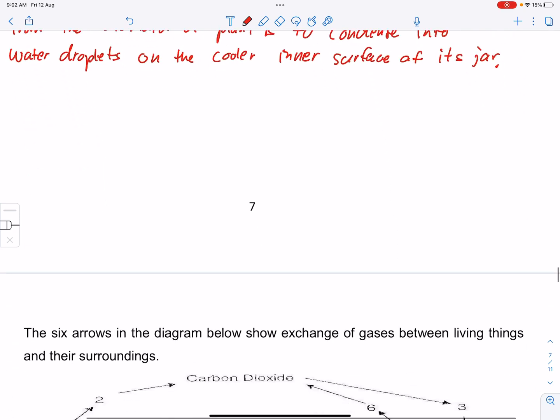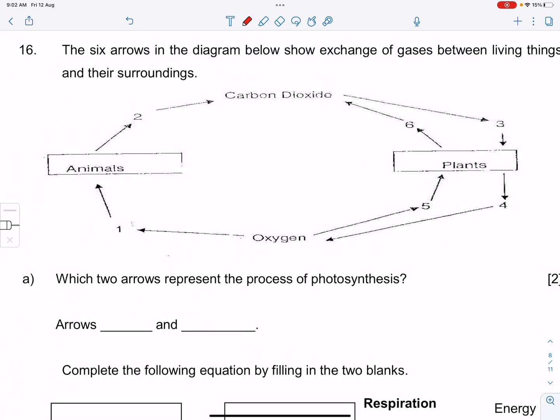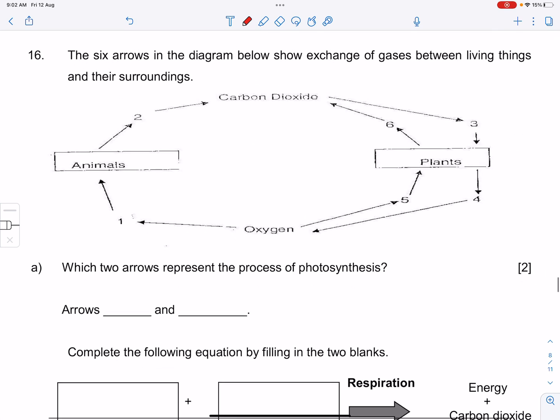Okay, moving on to the next question. Now, the 6 arrows in the diagram below show the exchange of gases between living things and their surroundings. So this is also another very common question where they show you how respiration and photosynthesis work hand in hand to maintain the balance of carbon dioxide and oxygen on Earth.